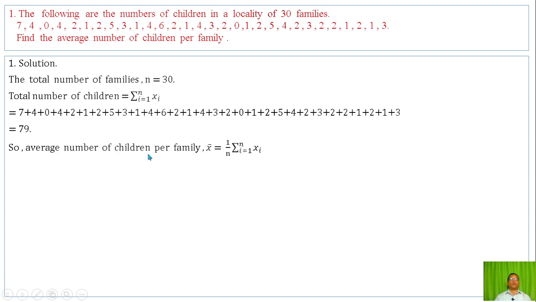So the average number of children per family is the weighted arithmetic mean. x bar equals the summation of xi, where n is 30. The summation of xi is exactly 79, so we have 79 divided by 30, which is 2.63. Approximately, the average is about 3 children per family.